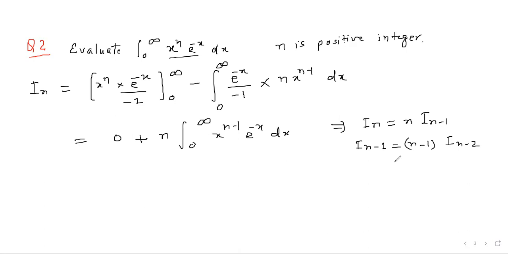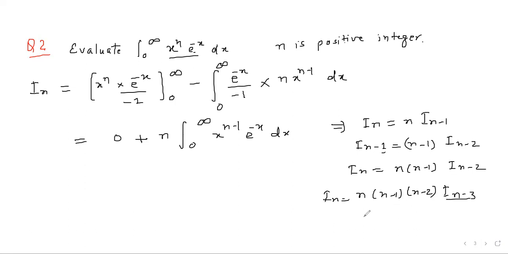Similarly, if we put this value here, what do we get? We get I n equal to n into n minus 1 times I n minus 2. If we take I n minus 3, then 3 terms will be there. I n equal to n into n minus 1 into n minus 2 times I n minus 3. So if we reduce this down to I0, we will get factorial n here. So we can say I n equal to factorial n times I0.